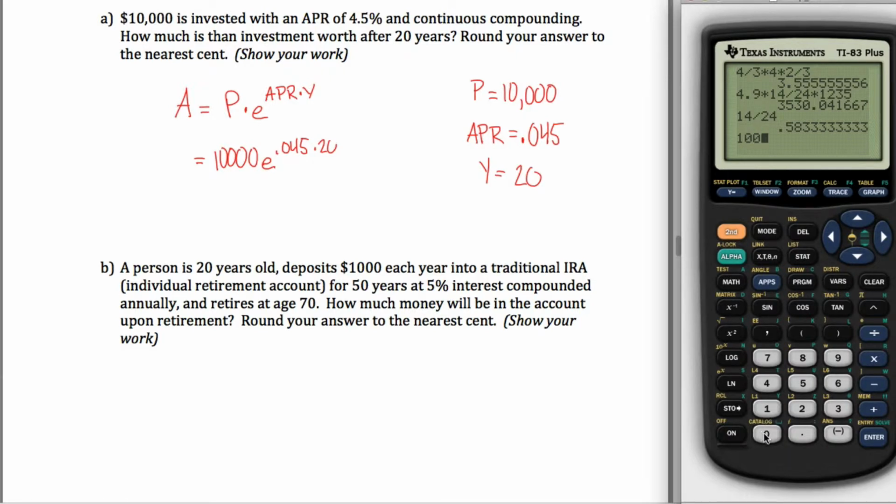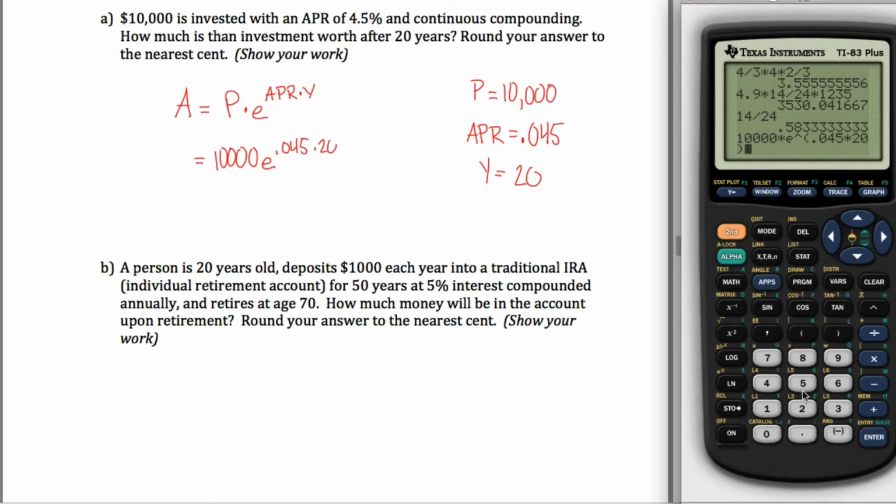I got 10,000 times e, which like I said, you can type it in, or if you notice right here in yellow above the natural log key, there's this e to the x. So if you hit second and then natural log, I get 10,000 times e raised up to some power. What power do I want it raised up to? I want it raised up to whatever 0.045 times 20 is equal to.